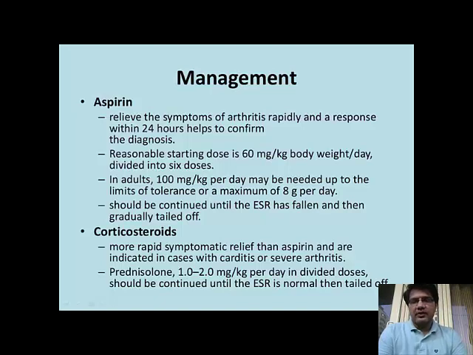Then steroids, as I told, have more rapid relief than aspirin. Okay. Generally useful if you are having heart failure, as I told you, which can in addition be managed with diuretics. And we monitor the treatment with ESR and obviously clinical signs. Okay.